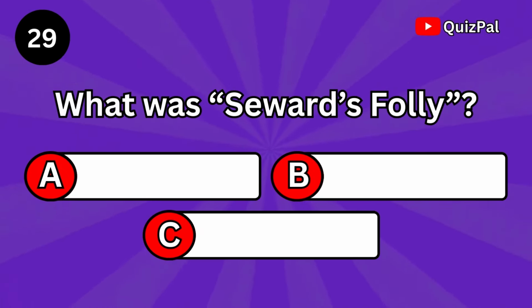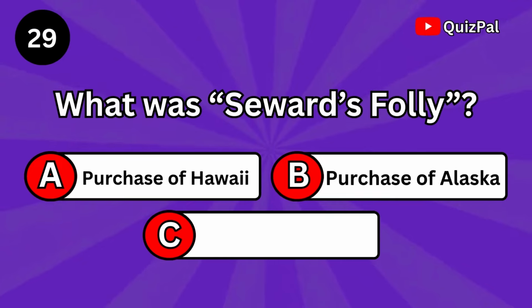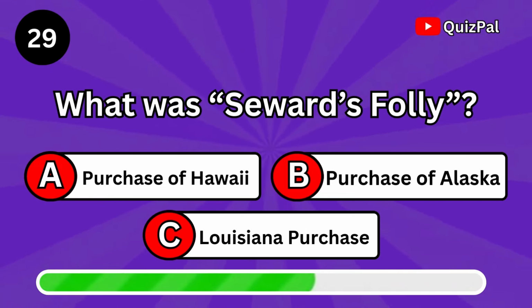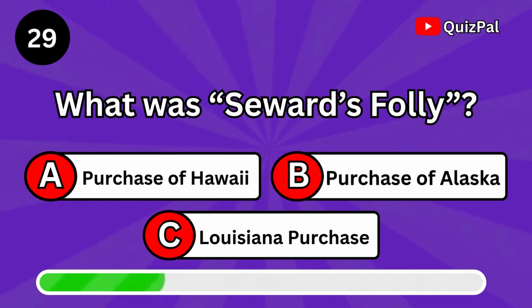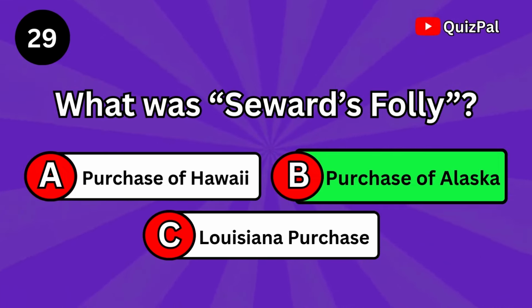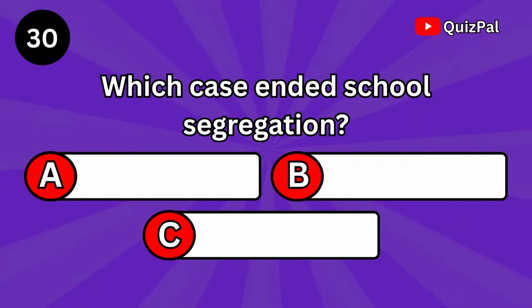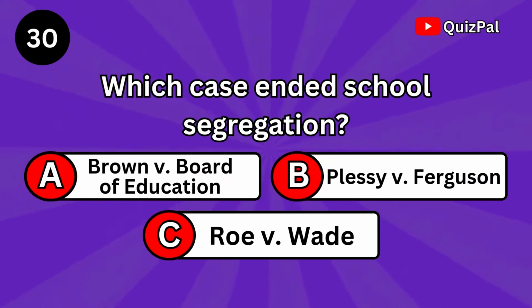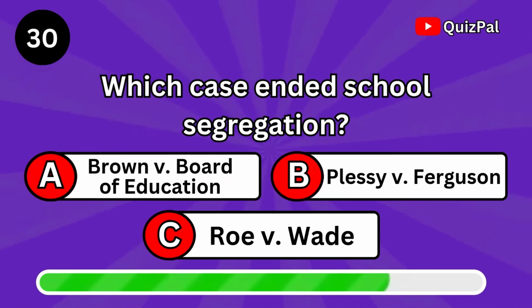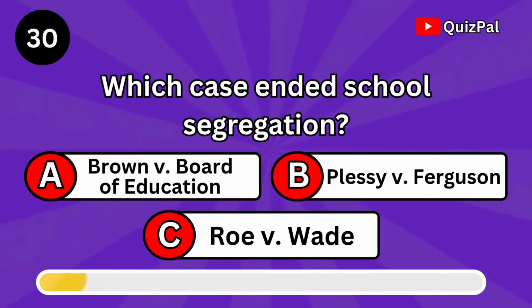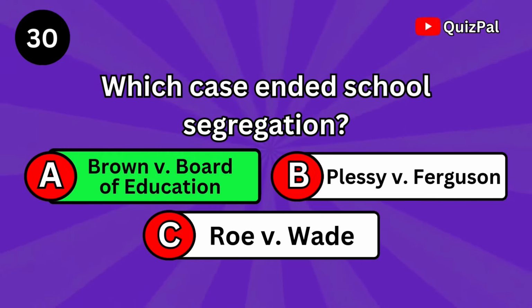What was known as Seward's Folly? The Purchase of Alaska. Which Supreme Court case ended segregation in public schools? Brown versus Board of Education.